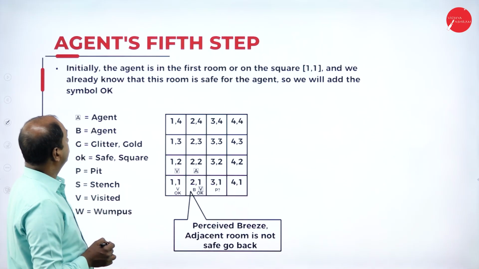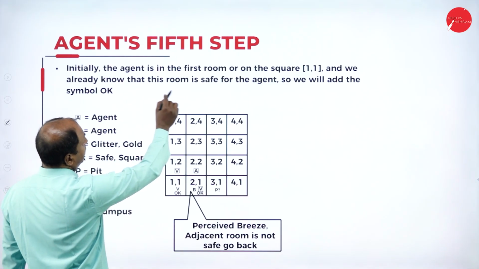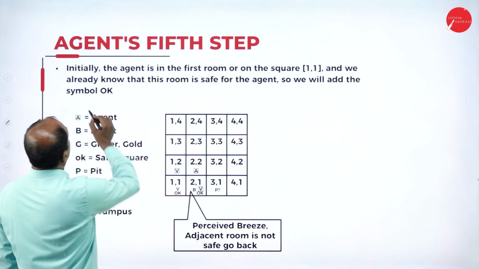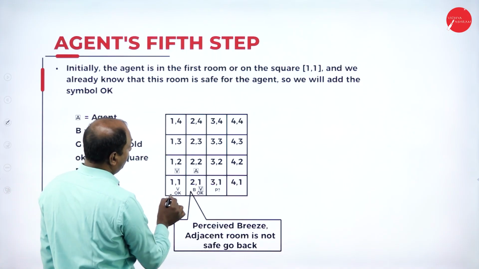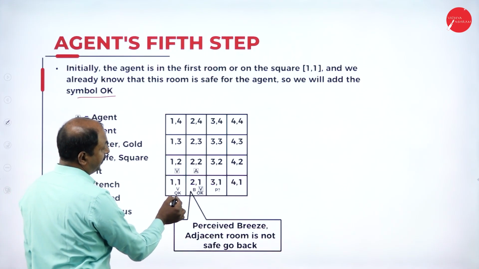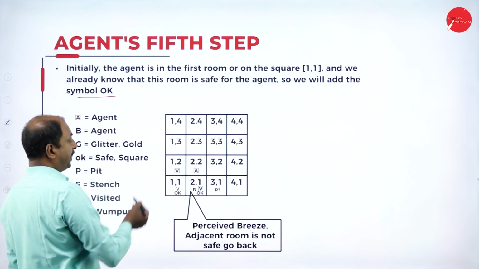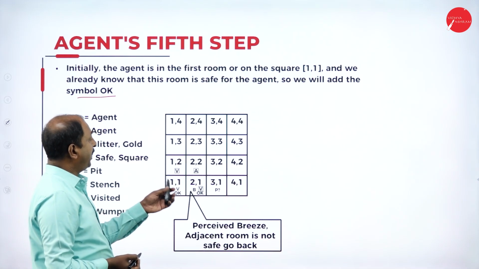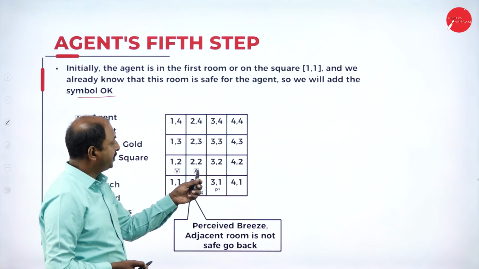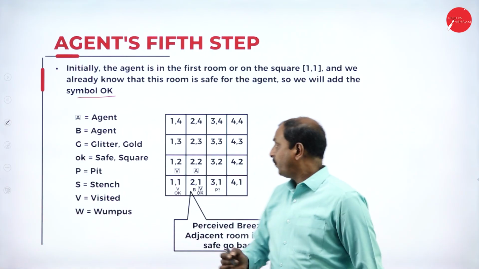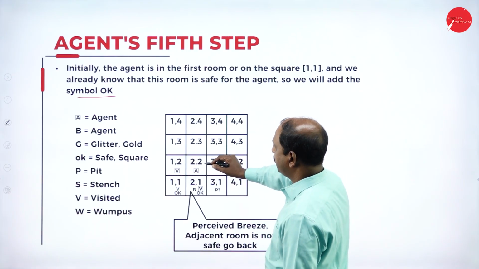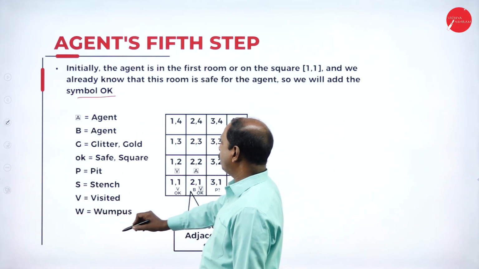In the next slide, initially the agent is in the first room, 1, 1, and we already know that this room is safe, and we add the symbol OK. OK indicates that the room is safe. V stands for the agent having visited it. After this, let us see the next movement of the agent. These are the different symbols we use here.